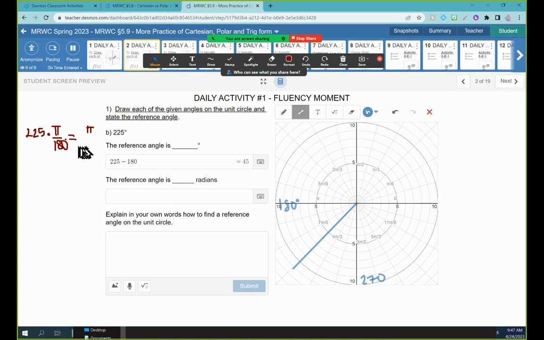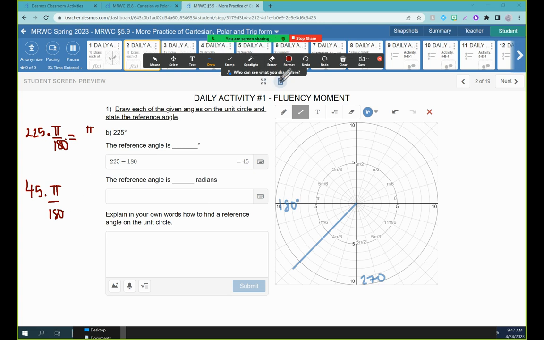Ms. Johnson? Yes. I thought we were supposed to multiply pi over 180 by whatever we got for the reference angle. That's going to give you the reference angle. Oh, I see what you're saying. Yes. Sorry, I was converting this one for some reason. Thank you for that. So yes, if you did that, then that would be 45 times pi over 180, right?